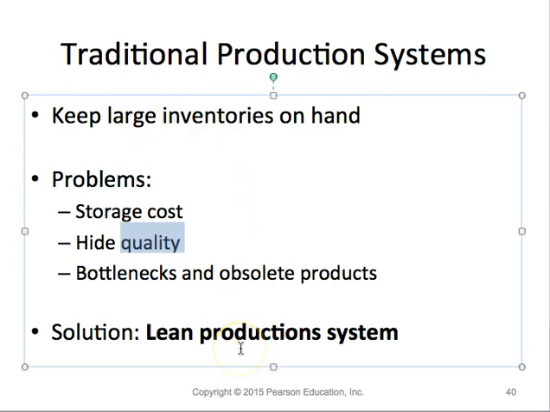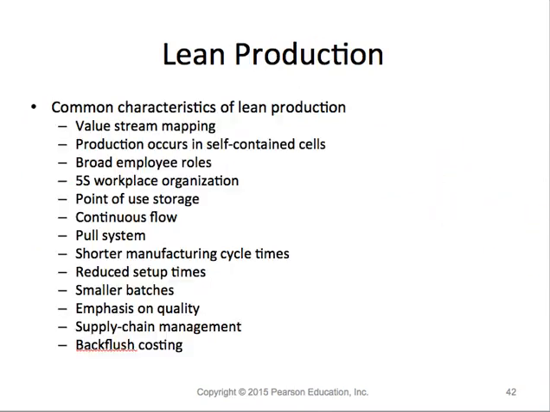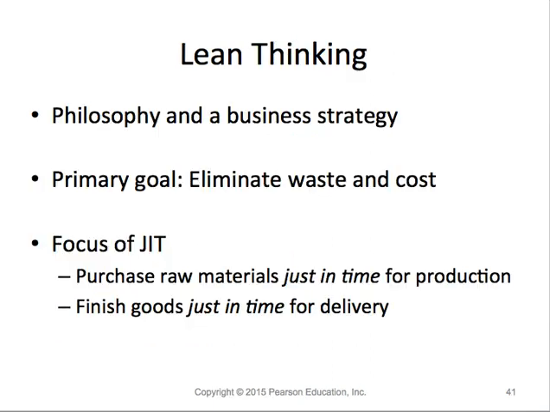The solution is to have a lean production system. There are many different names for lean, and it can be lean manufacturing, lean production, MRP, MRP II, and so on. So we're not going to get into this too much here. We'll just give you some idea what a lean manufacturing system is. It's a philosophy and a business strategy.